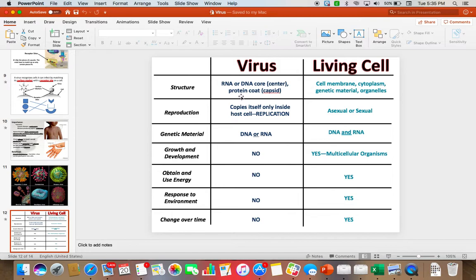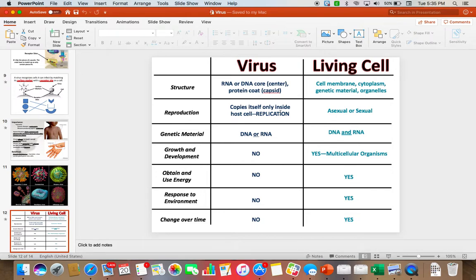This gives us some info on the virus in a cell. So a virus is made of some DNA or RNA and protein, where the living cell has a lot more. Many of you asked me what an organelle was today on the quiz, or yesterday on the quiz. An organelle is one of the things that's inside of the cell. So the nucleus is an organelle, is a cell organelle. The mitochondria is a cell organelle. Chloroplast is a cell organelle. But remember, viruses don't have those.